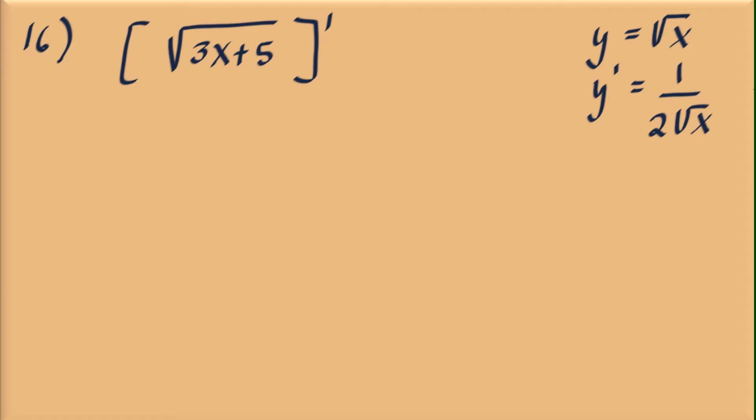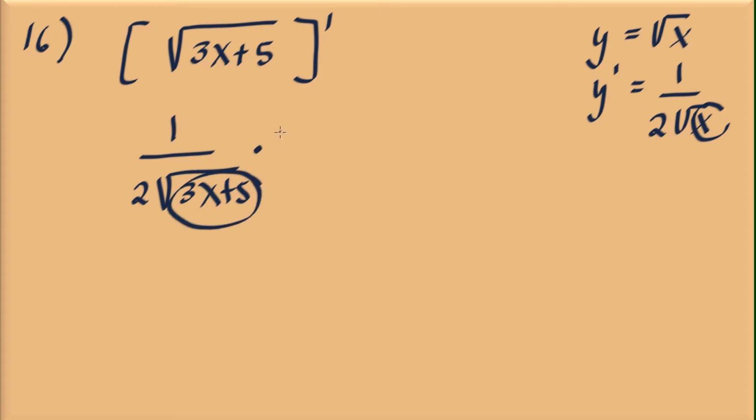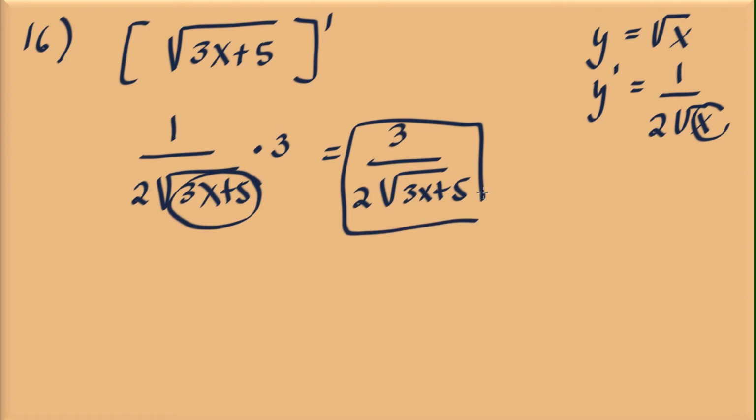Now, if the radicand is not a simple x, let's say we have a 3x plus 5, to find the derivative, it's just going to be the same form. It's 1 over 2 square root of that 3x plus 5, but you just have to multiply it by the derivative of this 3x plus 5, which is 3. So now we have 3 over 2 square root of 3x plus 5. So we have that one single additional step to do.